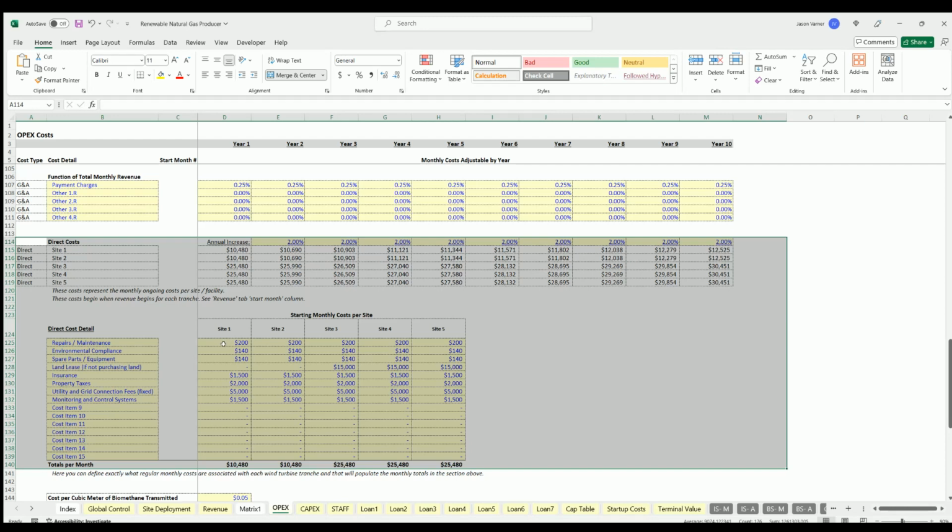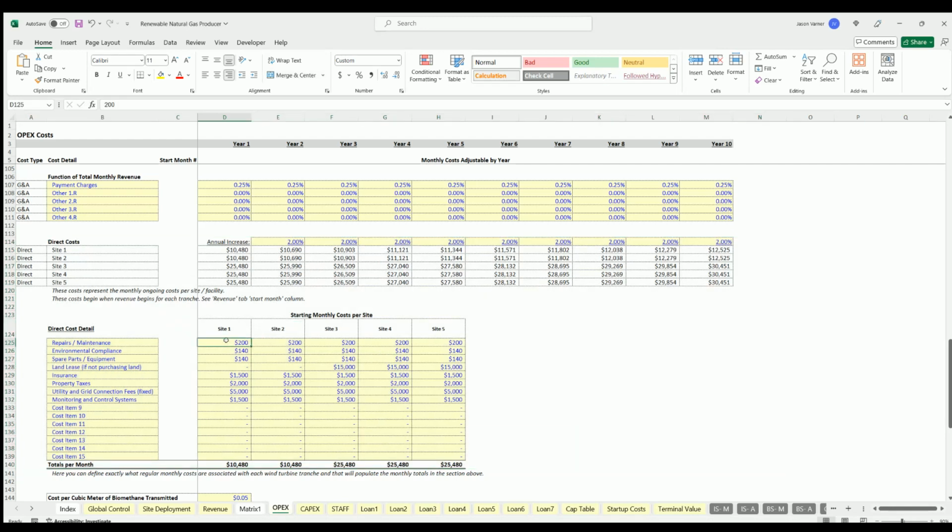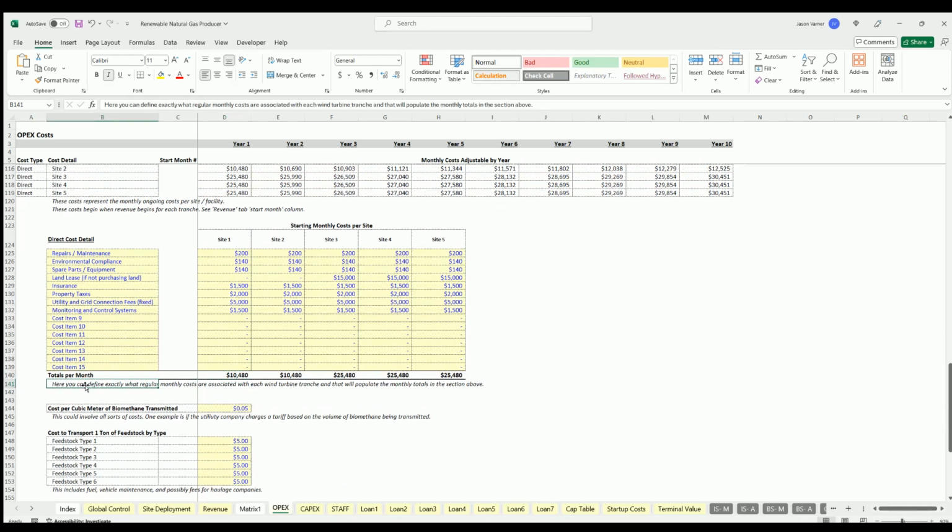So all of these costs are kind of indirect costs, but I wanted to relate them to the site. So whenever the site begins, these costs start, and then you can adjust what this total is. So in this case, it's 10,400 each year. Now this was a tab I borrowed from the wind turbine, so that's why we have to update the text here. We'll just put regular monthly cost associated with each. This is actually going to be each site tranche.